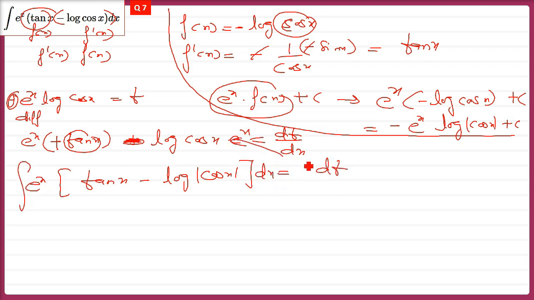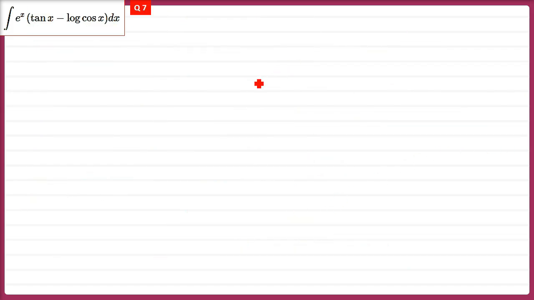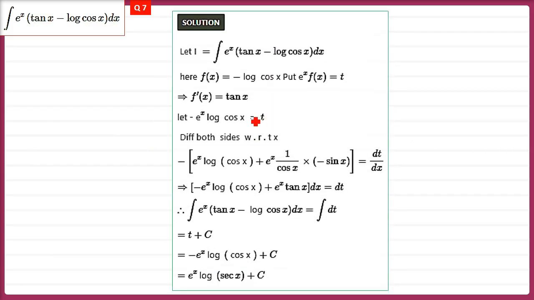Now the next step will be the integration. We are integrating both the sides. So when we integrate, what do we get? Left hand side is I only. Right hand side is t plus c. Integration of dt is t. What is t? You assumed it to be e^x log cos x. So it will be negative e^x log modulus cos x plus c. That will again be the same answer which we just explained a bit earlier. And how are we going to write this? This is the way you are going to write it.